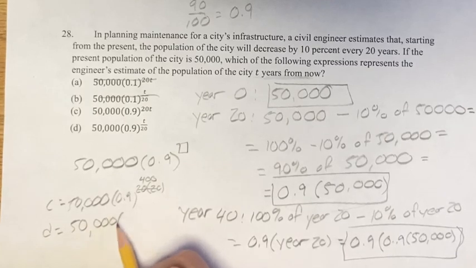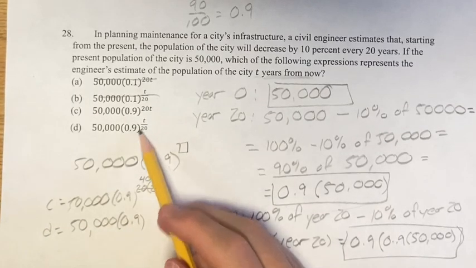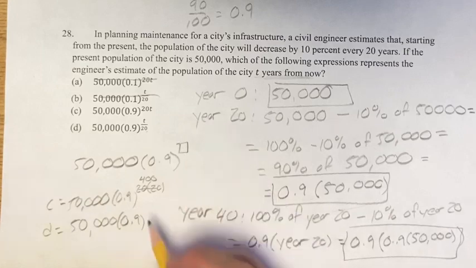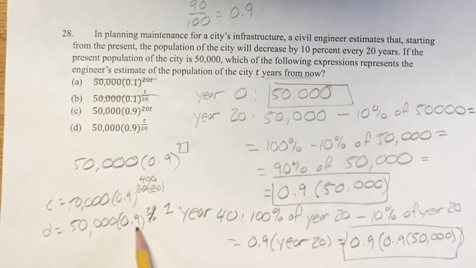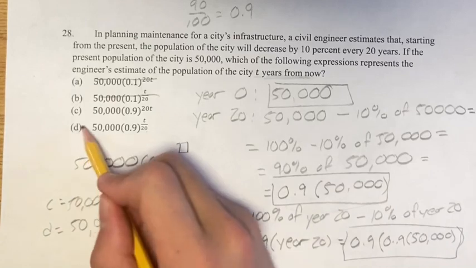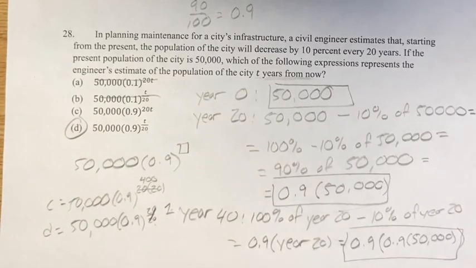What we'll see if we plug it into D is 0.9 to the t over 20. Well, we're at year 20, so it's 20 over 20, which is 1. So we have 50,000 times 0.9 to the 1. This is just 0.9. So we're only multiplying it by 0.9 once, which is what we want. So it's going to line up with D. It's going to be your final answer.